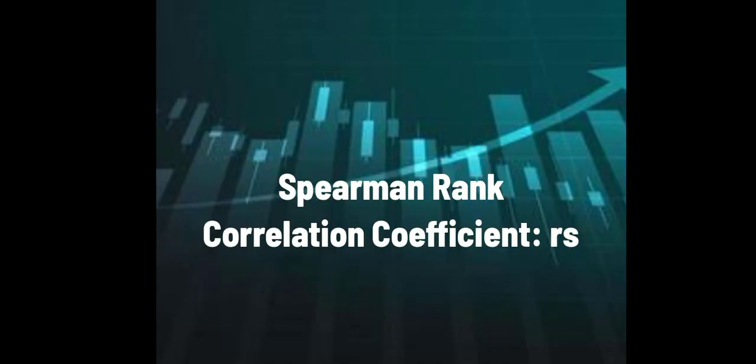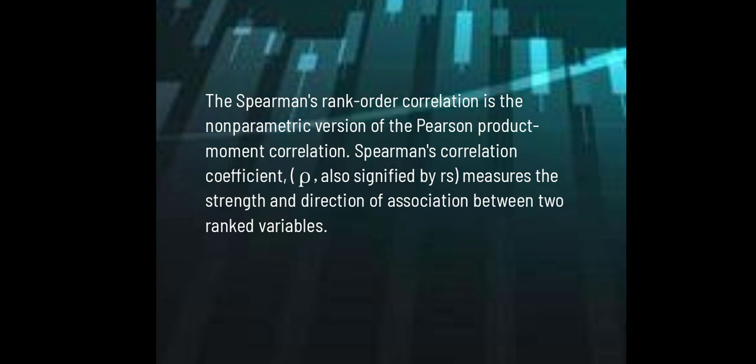Now, let us talk about the Spearman rank correlation coefficient, RS. Spearman's rank order correlation is the non-parametric version of the Pearson product moment correlation. Spearman's correlation coefficient, rho, also signified by RS, measures the strength and direction of association between two ranked variables. So we will use Spearman's rank order correlation if we want to know the strength and direction of association between two ranked variables.